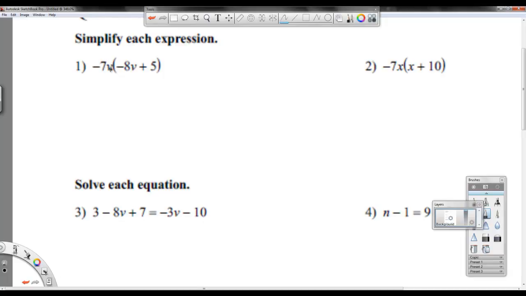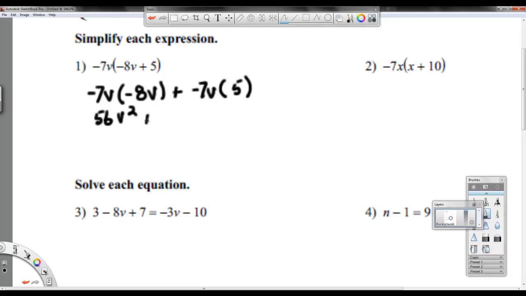So I'm going to take a negative 7v and I'm going to times it to a negative 8v, and then I'm going to add it. I'm going to take another 7v and times it to a 5. Now we know that negative times a negative is a positive, so that should give you a 56, and then v times v is v squared. And now for this next part, you could write it as a negative 5 times negative 7 times 5 would give you a negative 35, and then the v just comes forward.